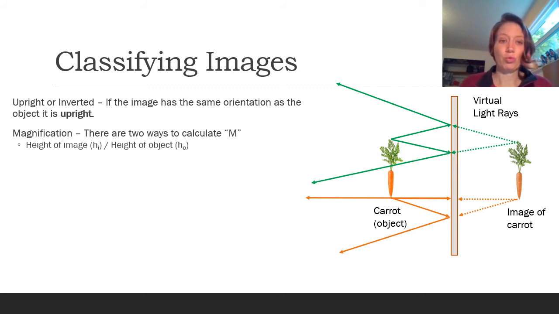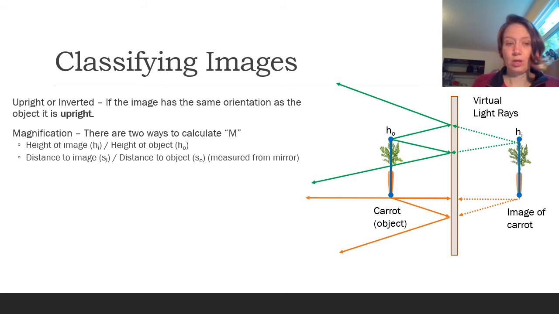Magnification is defined as the ratio of the height of the image divided by the height of the object, or the distance to the image divided by the distance to the object. For some reason in this equation, distance is represented by the letter S. If you took AP Physics 1, you might be familiar with that, but in any case, the S stands for distance, the H stands for height, and the subscripts tell you whether we're talking about the object or the image.